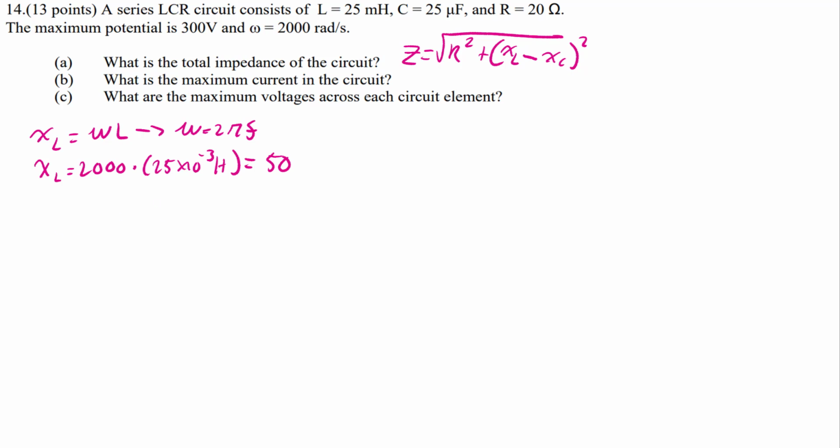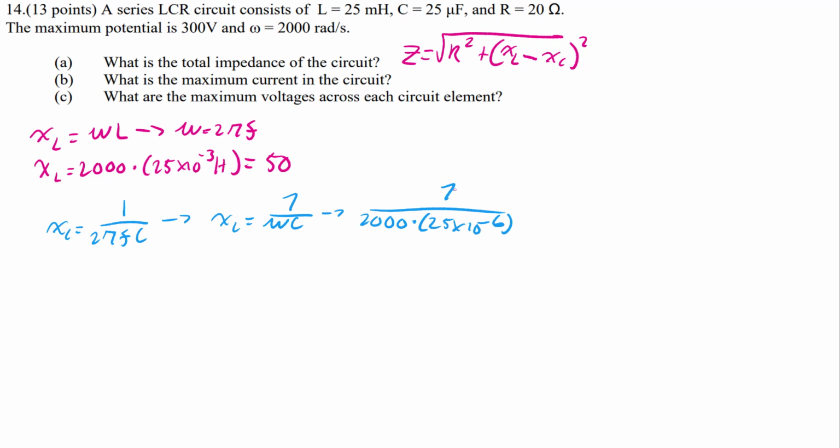Okay. Now, what about X sub C? X sub C is equal to 1 divided by 2 pi times the frequency times the capacitance. But 2 pi F is just omega. So really, X sub C is equal to 1 divided by omega times C. And so that becomes 1 over 2000 times 25 times 10 to the negative 6, that's what micro is, which turns out to be 20, right?